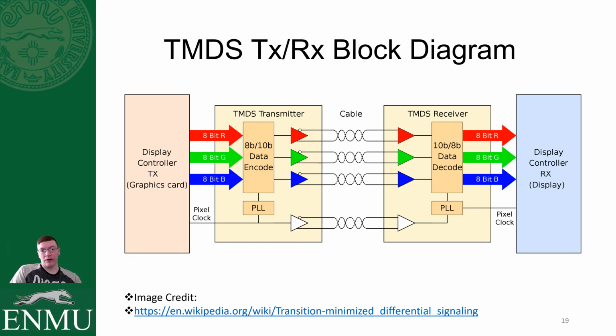This is a block diagram for a TMDS transmitter and receiver here. In this case, it's showing you 8-bit red, green, and blue video data being piped through, but keep in mind that HDMI also utilizes these channels to pipe through audio data in the data island periods, which are the periods outside of the active video area. But you get the idea there.